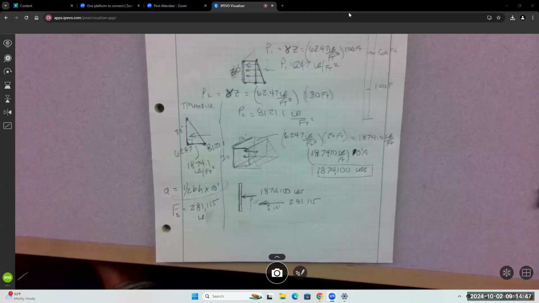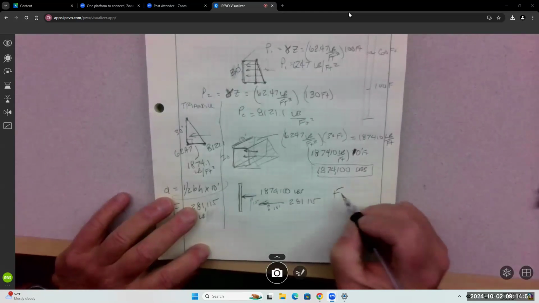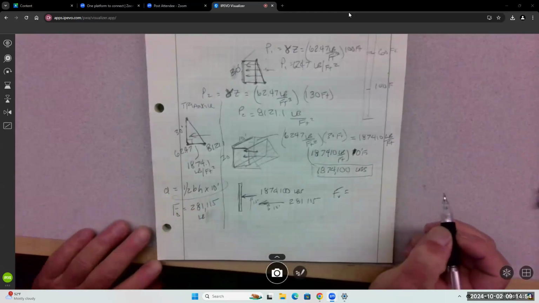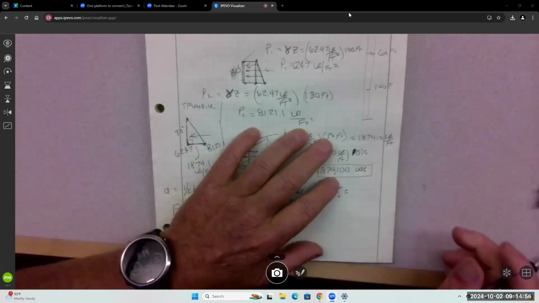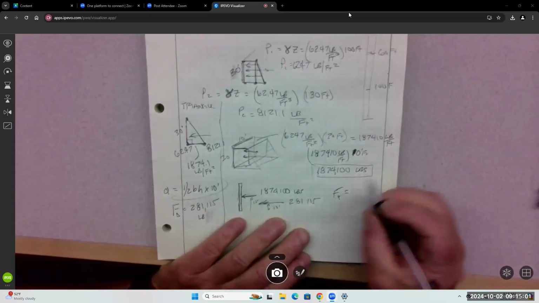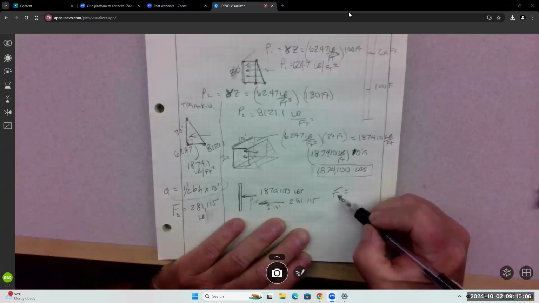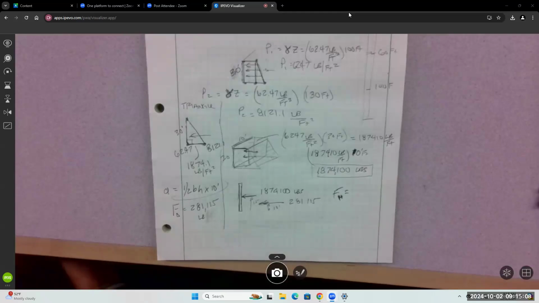Right? So the F sub, I think they're using V. I would use H, but anyway. I'm gonna use H for hydrostatic force, not for horizontal. So the total force is just gonna be the combination of these 2. That's pretty easy. You just add them up. Plus. So we're at 468,525.